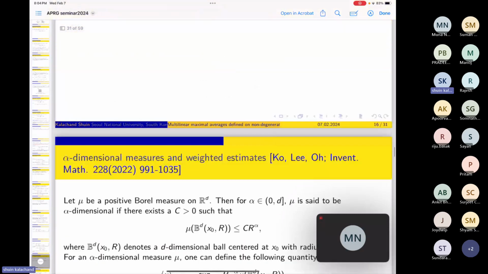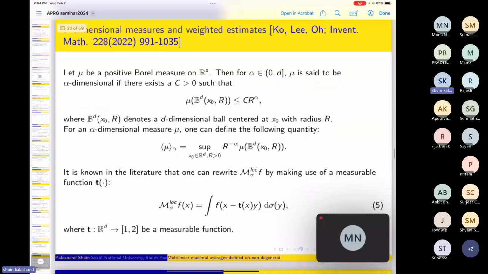And then we can define this notation, the norm of mu alpha, by the supremum over x0 belonging to R^d and r greater than 0 of r to the power minus alpha times the measure mu of this ball. Since the above inequality is uniform with respect to the points and radii, this will be just a constant, the norm of mu alpha.